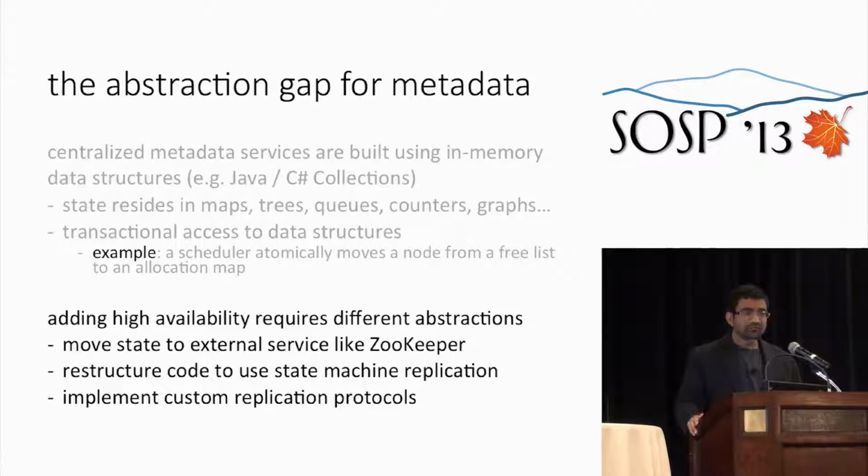Now, the goal of Tango is to bridge this abstraction gap. We want to let developers write centralized metadata services, using in-memory data structures, and we want to give them high availability without requiring them to rewrite all their code. So how do we do this?